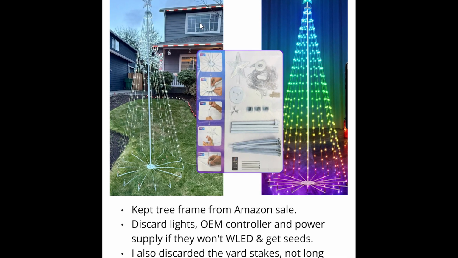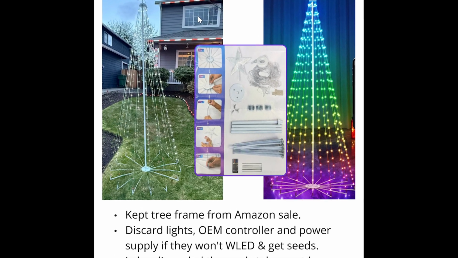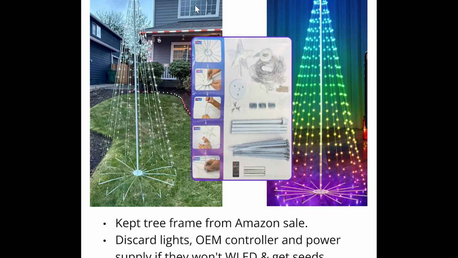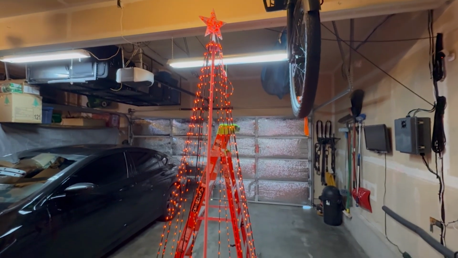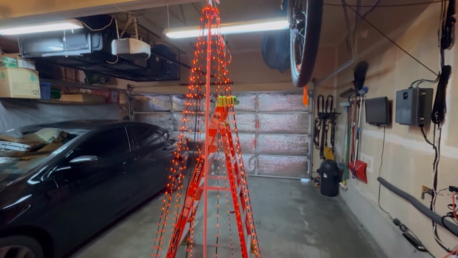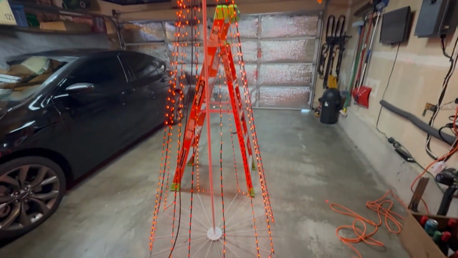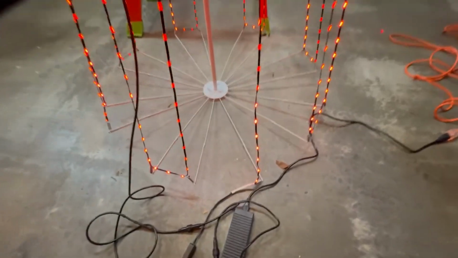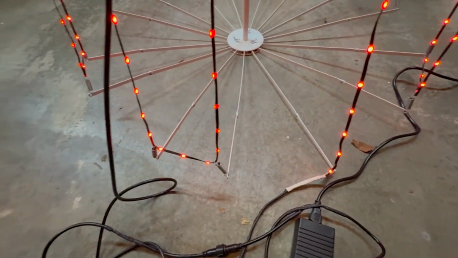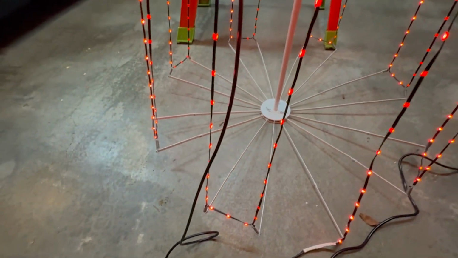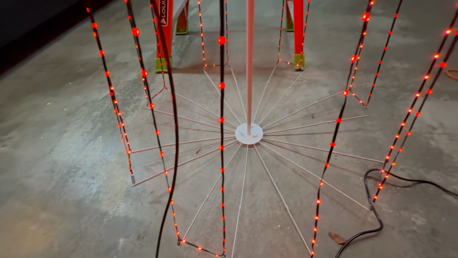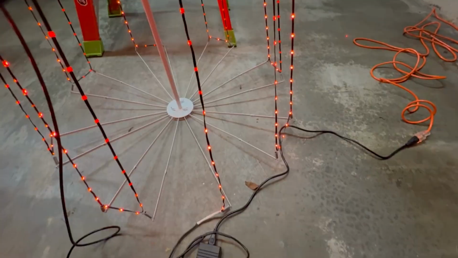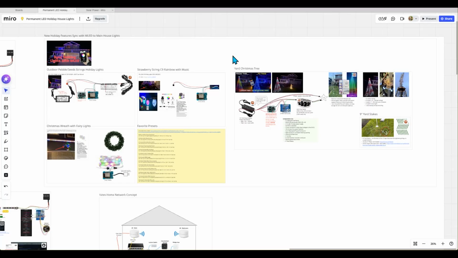The good news, the metal frame itself was actually decent for this build. So I scrapped the original LEDs and the controller and kept the frame. And I decided to restrand the tree using the WS2812B seat pixels with an ESP32 controller running WLED. I also decided to double the pixel count to get better saturation. I went from 4-inch spacing to 2-inch spacing, which went from 355 LEDs to 698. Here's the materials I used for the build.